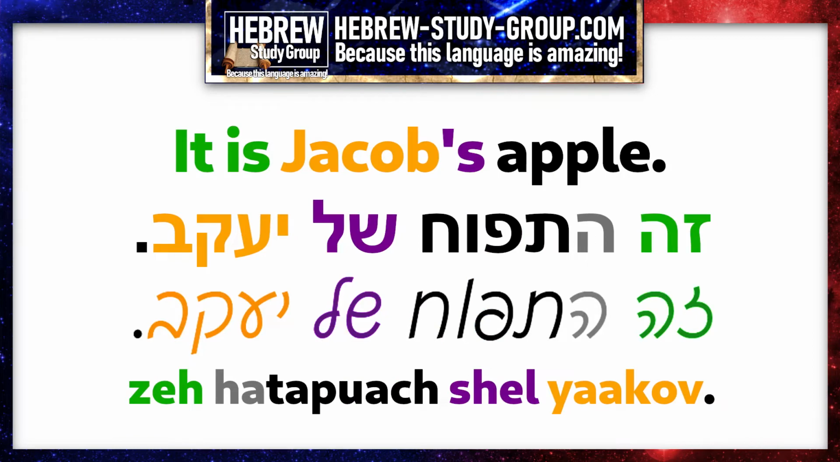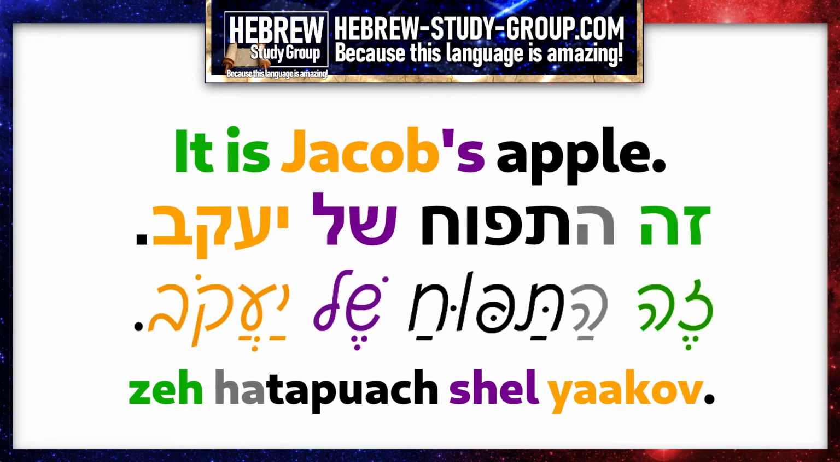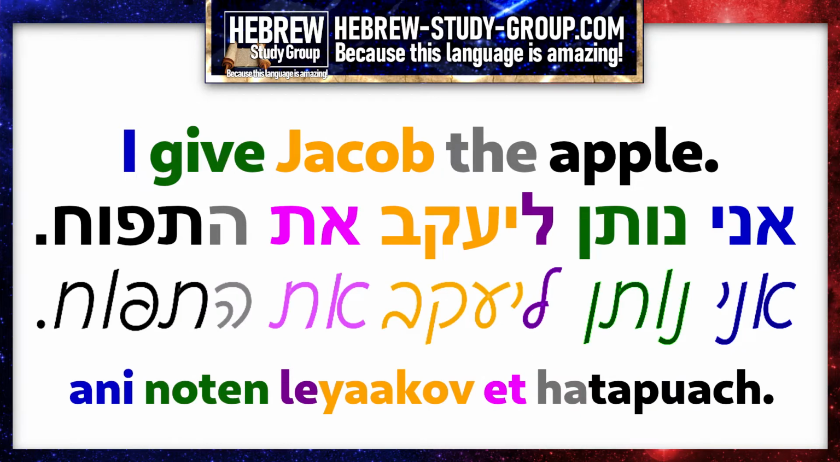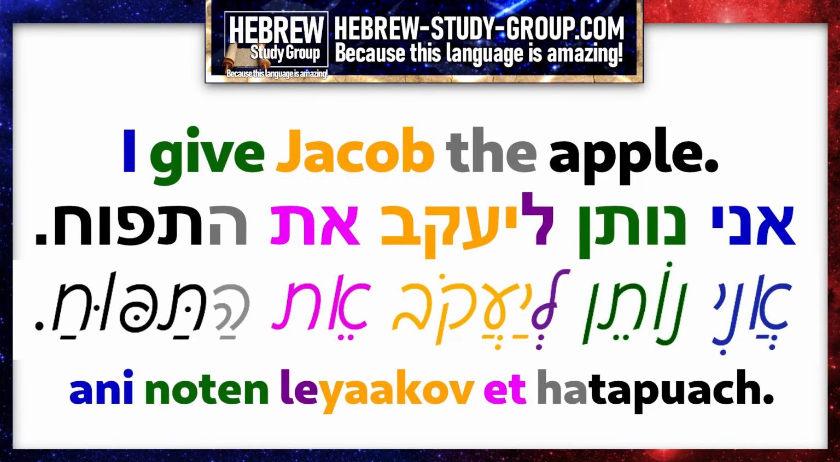It is Jacob's apple. זה התפוח של יעקב. I give Jacob the apple. אני נותן ליעקב את התפוח.